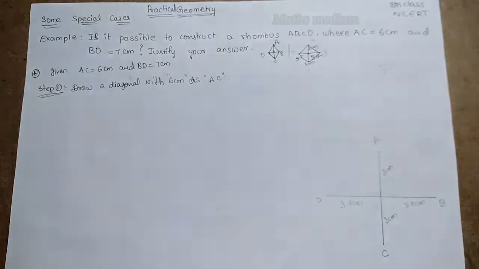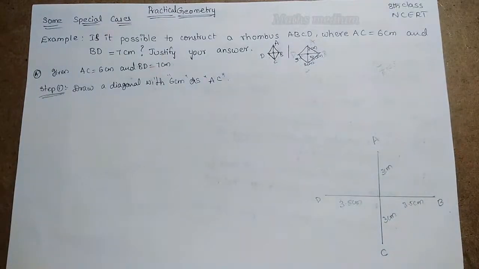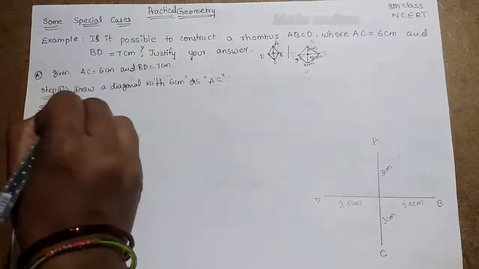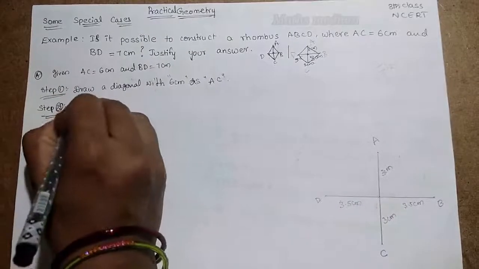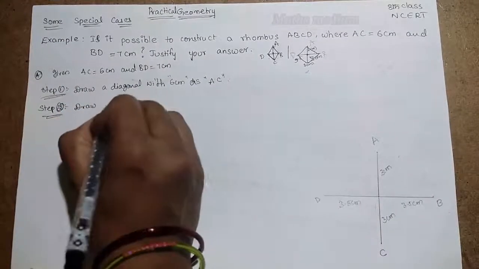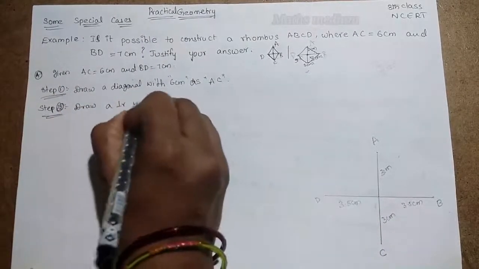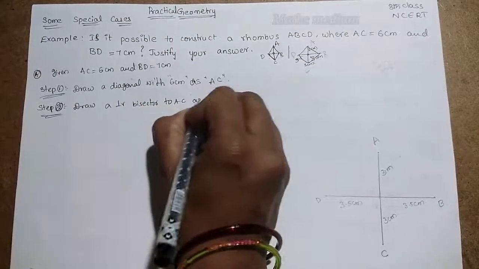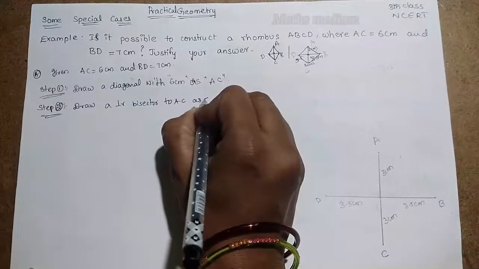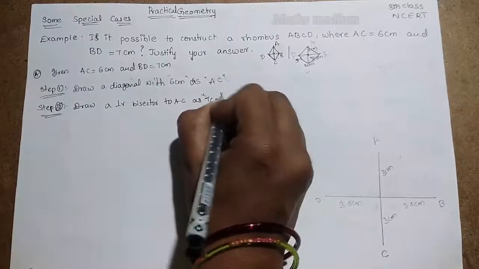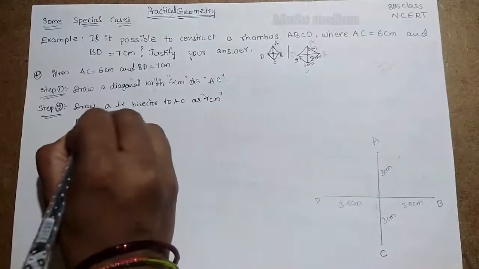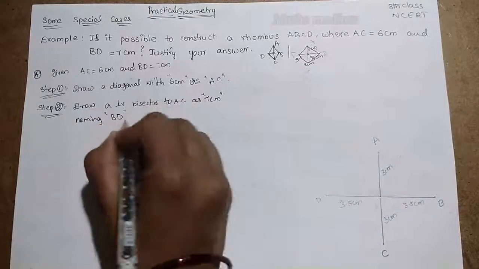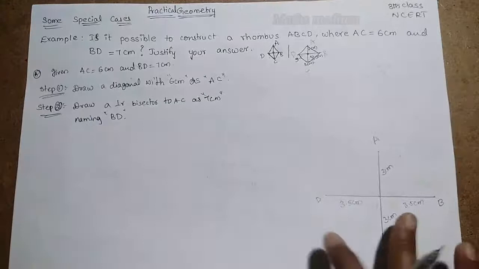So here I forgot to write this step 2. So I am writing step 2. Draw a perpendicular bisector to AC as 7 centimeters, naming it BD. So this is BD we constructed.